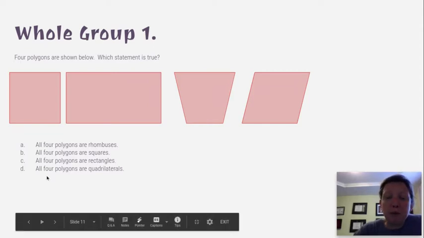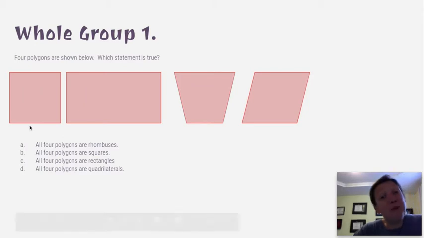So what do we know about these? Well, we know that they're all 4-sided polygons. They're all quadrilaterals. So your answer is D.